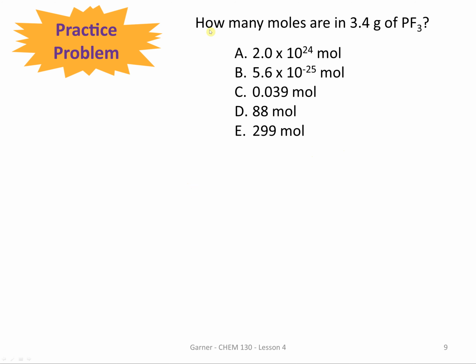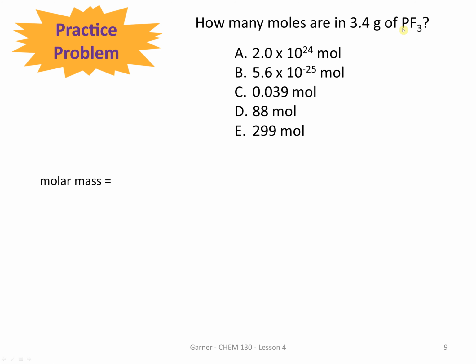All right, so in this question, we're being asked how many moles are in 3.4 grams of phosphorus trifluoride, so PF3. All right, so again, we're trying to convert between mass and moles. And just like in that last problem, the connection between those two quantities is the molar mass. So we want to start this problem by figuring out the molar mass of phosphorus trifluoride. All right, so we can do that, of course, by taking the number of each atom that we have, multiplying it by the atomic weight of that element, and adding those quantities together.